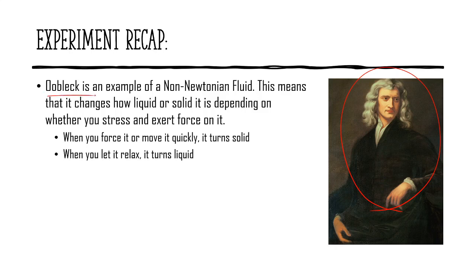Here we go. Oobleck is an example of a non-Newtonian fluid. This means that it changes how liquid or solid it is depending on whether you stress and exert force on it. Specifically with Oobleck, when you force it or move it quickly, it turns solid, but when you let it relax, it turns liquid instead.